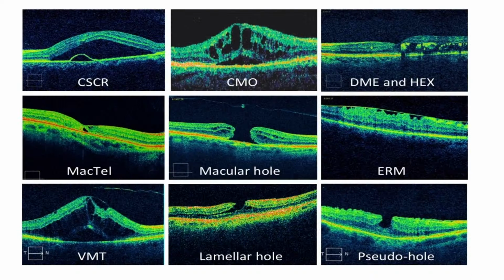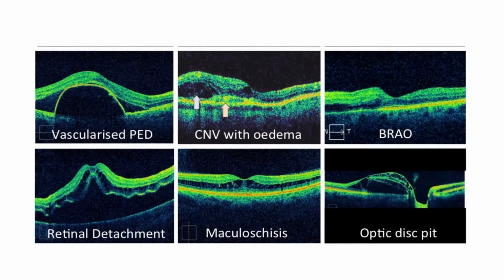Some of the few pathological conditions. In the OCT, we can see central serous chorioretinopathy, cystoid macular edema, diabetic macular edema, macular telangiectasia, macular hole, epiretinal membrane, vitreomacular traction, lamellar hole, pseudohole, vascularized pigment epithelial detachment, CNV with edema, branch retinal arterial occlusion, retinal detachment, macular schisis, and optic disc pit.